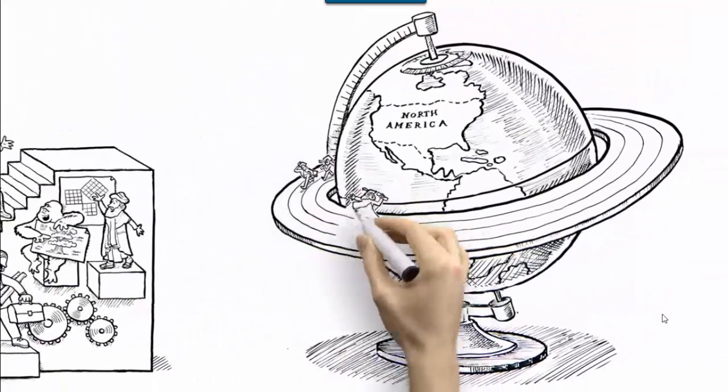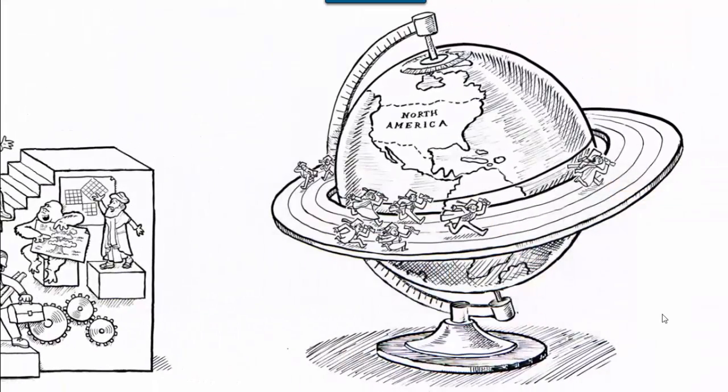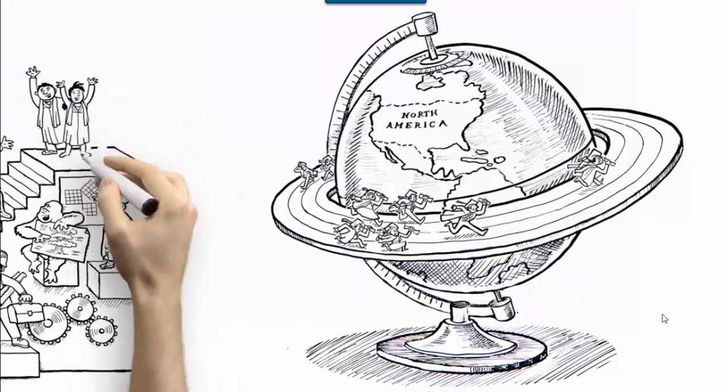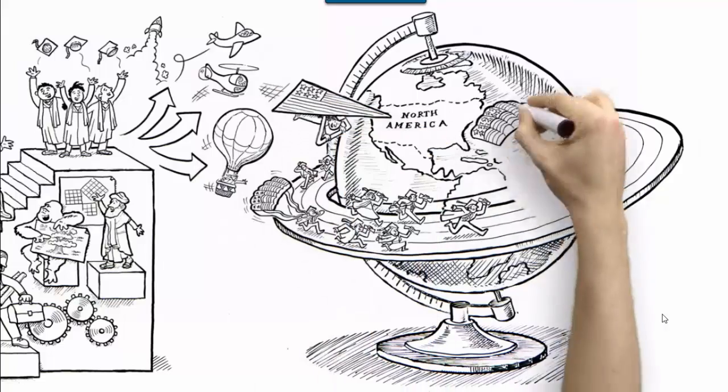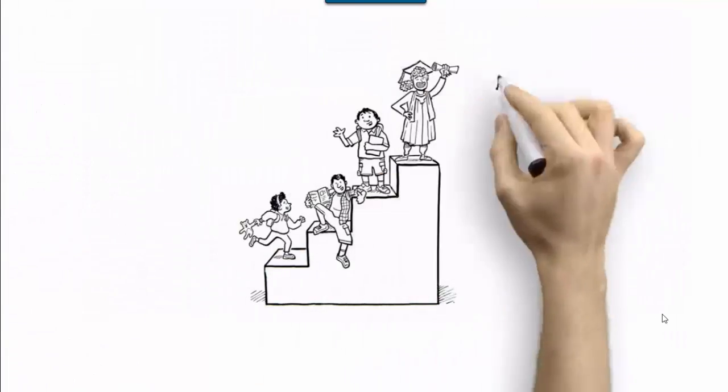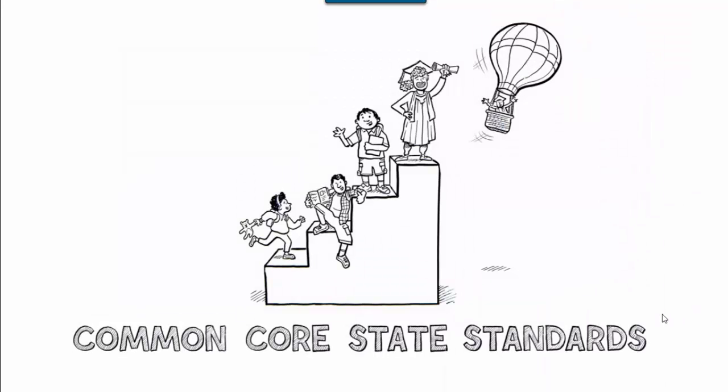The world's getting more and more competitive every day. But now, when our kids get to the top of their staircase, they can have way more options on where their life goes from there. Clear goals, confident, well-prepared students. That's the Common Core State Standards.